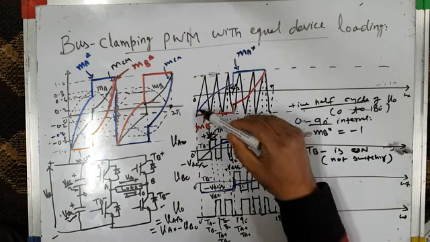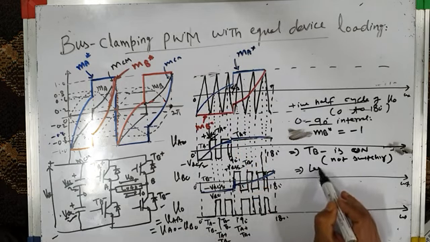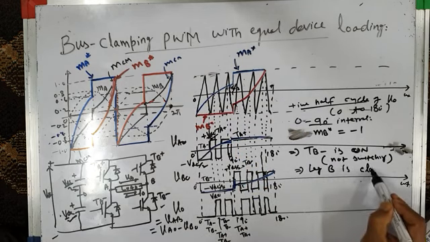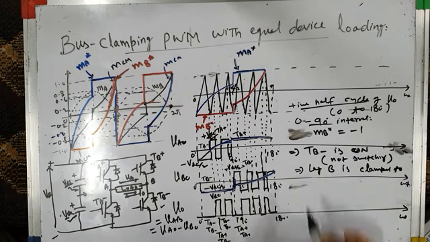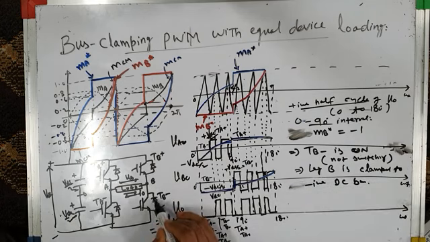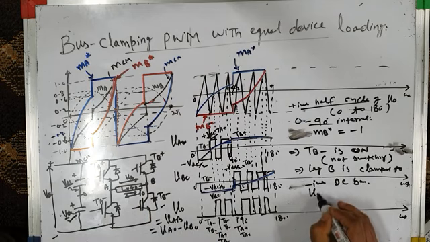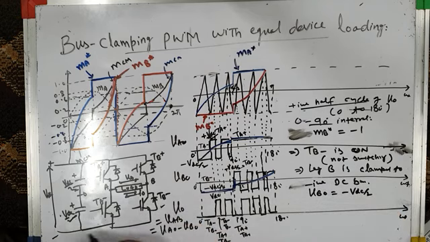Whereas you can see leg A is switching, leg B is not, so this means leg B is clamped to minus VDC by 2, or it is clamped to negative DC bus. Since the bottom switch of leg B is on, VBO is minus VDC by 2. That means leg B is clamped to negative DC bus, and VBO for the whole period is equal to minus VDC by 2. So B is clamped to negative DC bus.